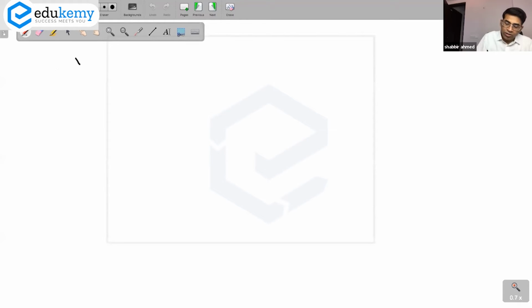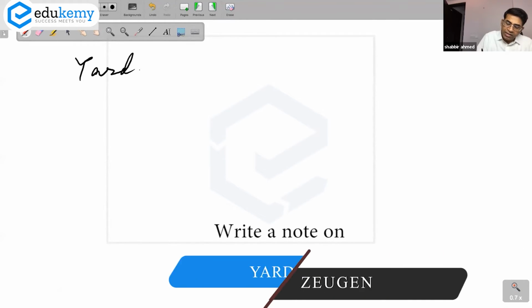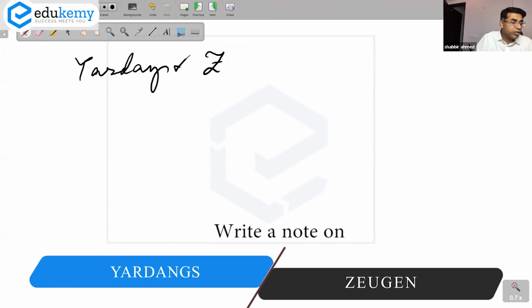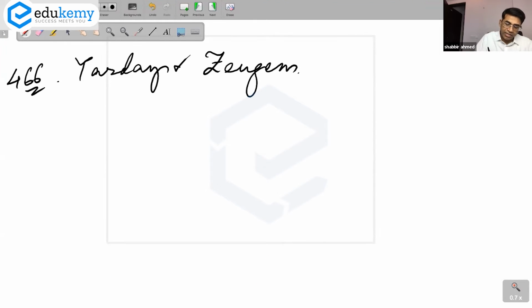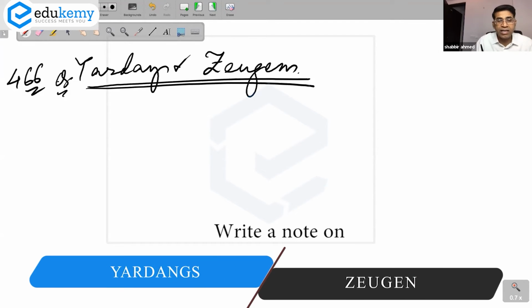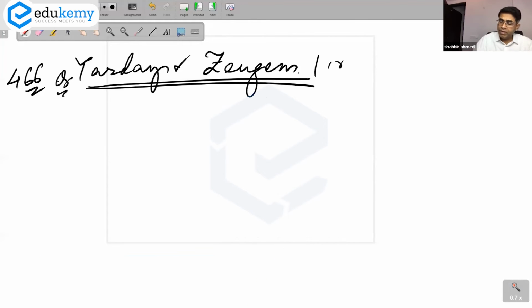Write a note on what are yardangs and what are zeugens. Page number 466, Savindra Singh. So this is one work I'm leaving for you. What are yardangs and what are zeugens? Differentiate, maybe for 10 marks. So try writing not more than 1.5 pages with some diagram.